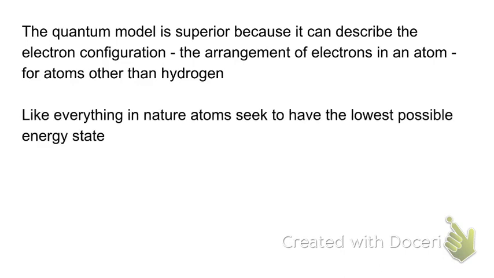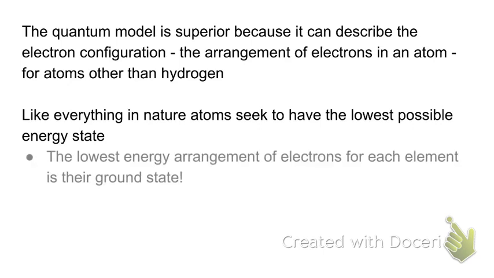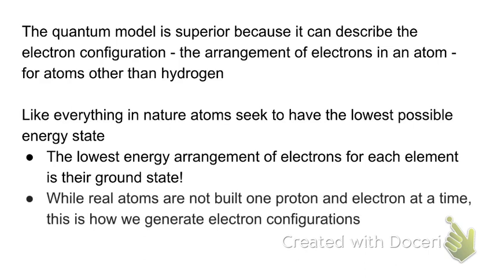Like everything in nature, atoms are seeking to have the lowest possible energy state. They do not want to exist in an excited state. They want to exist at their ground state where their energy is the least, because that is the most stable conformation for them. The lowest energy arrangement of electrons for each element is what we call their ground state. We talked about that a little bit when we talked about Bohr's model of the atom. While real atoms are not built one proton and one electron at a time, this is how we're going to generate electron configurations.